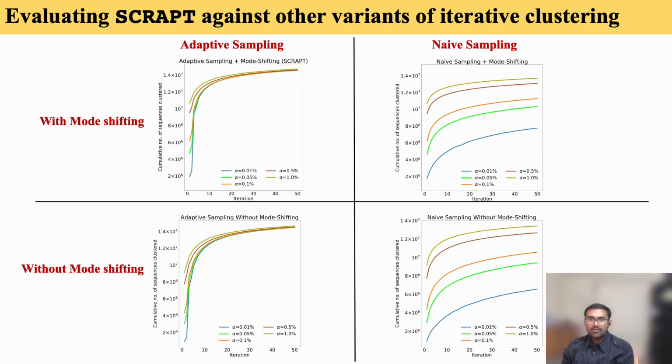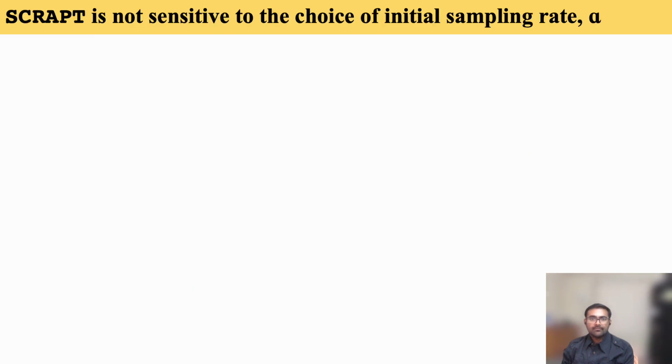In this figure, we show the cumulative number of sequences clustered by different variants of the iterative clustering. We compare the performance of SCRAPT, which uses adaptive sampling and mode shifting, against clustering variants that use naive sampling with mode shifting, naive sampling without mode shifting, and adaptive sampling without mode shifting. As seen from the figures in the left panel, the methods that use adaptive sampling converge independent of the choice of initial sampling rate, while naive sampling, as seen from the figures in the right panel, saturates early on, especially for small initial sampling rates. It's key for the performance of SCRAPT to have a small initial sampling rate to maximize performance gains. These curves do not convey the importance of center selection. We show that the choice of centroids determines the clustering quality in the later slides.